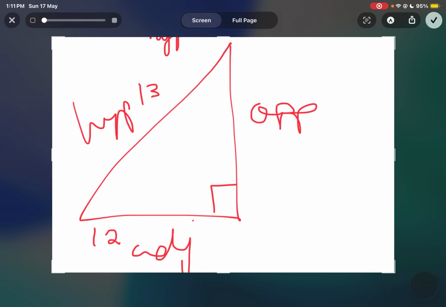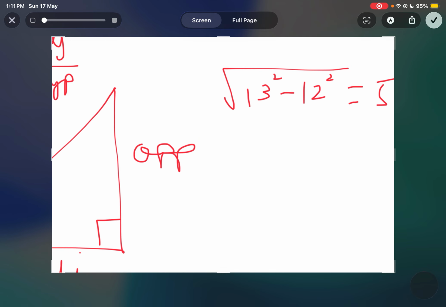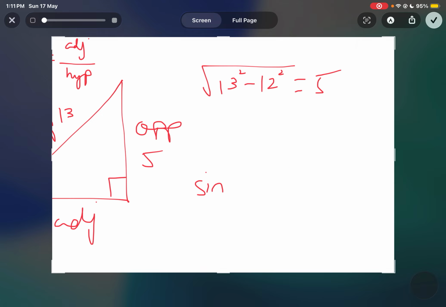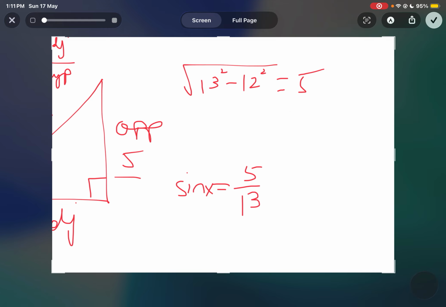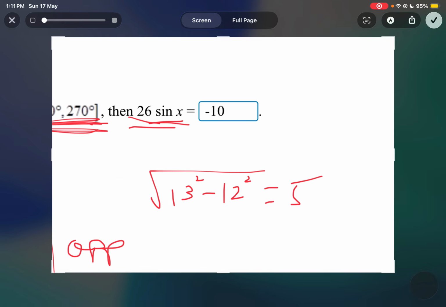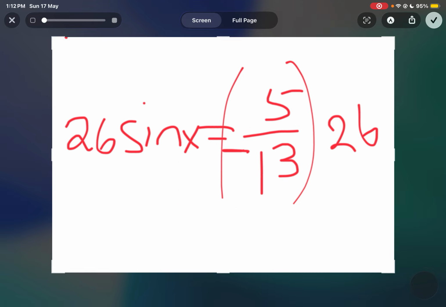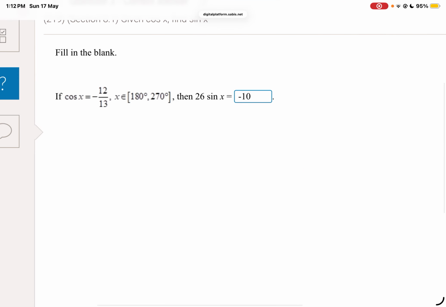To find the opposite, you do the Pythagorean theorem. So you do 13 squared minus 12 squared, which is equal to 25, so your opposite side is 5. Here they want sine. So sine is equal to opposite over hypotenuse. So sine of x will be equal to 5 over 13. And since it is in the third quadrant, it's negative. And here they want 26 sine x. So you multiply by 26, and you multiply all of this by 26. And you'll have 26 sine of x is equal to negative 10. Okay? It's very simple.